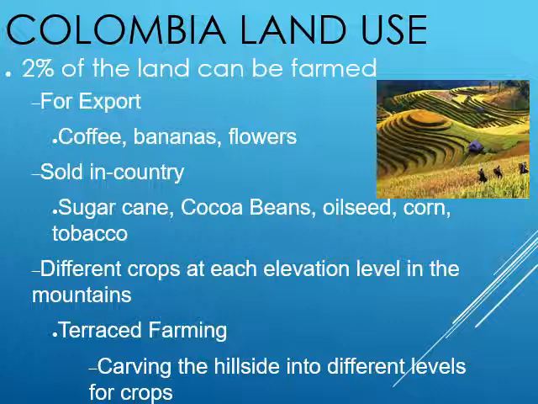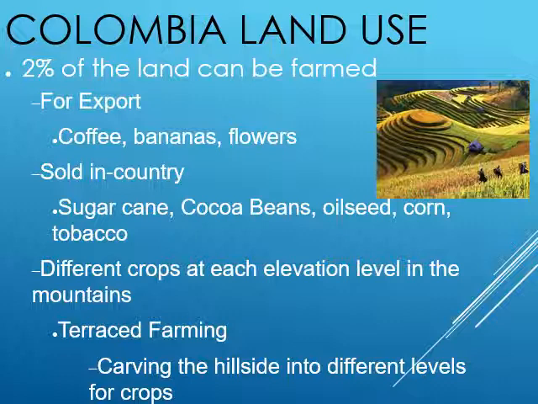And again, you see coffee being a major export from Colombia, bananas, as well as flowers. Many of the flowers that you guys will see on Valentine's Day in all the stores will be fresh cut from Colombia and brought up to the United States. The things that they grow in country to be sold to the people of Colombia are sugarcane, cocoa beans to make chocolate with, oilseed, corn, and tobacco, and a lot of that is sold within the country, and they make their money in that way.